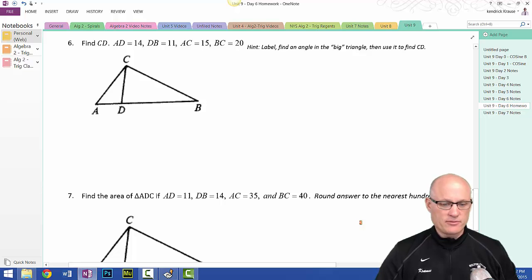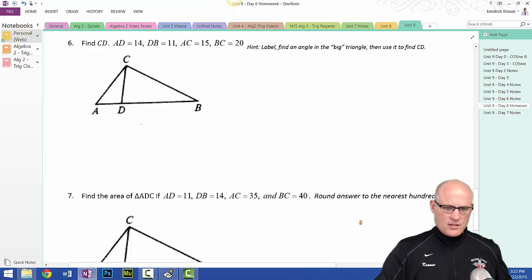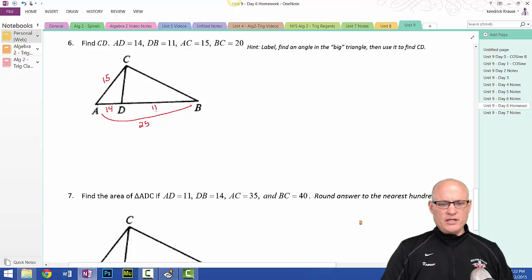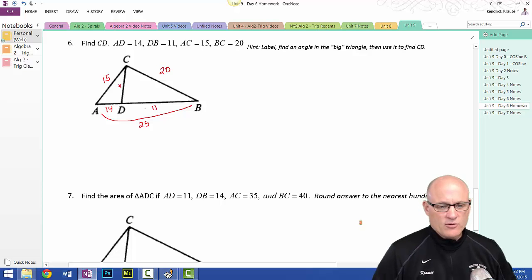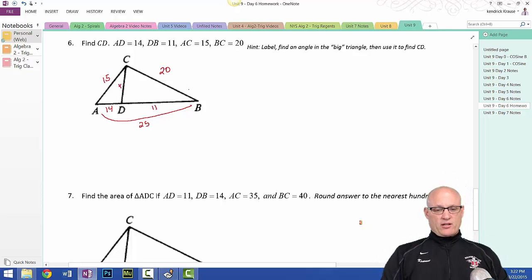I gave you a little hint on this one. Wasn't bad. So let's see what we got here. I don't like black. Let's get away from black. It tells us AD is 14 and DB is 11. Wow, that's a heck of an accurate drawing right there. AC is 15. Just so you know, that's 25. BC is 20. And they really want us to find this. I'll call it X for now. That's going to be kind of difficult to do. We'll call that little angle X.